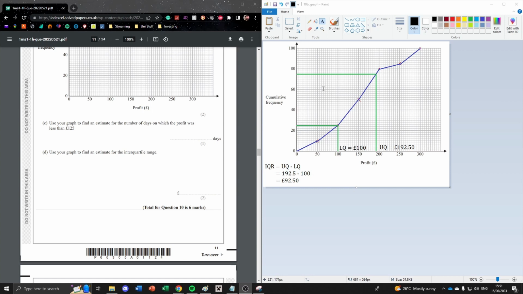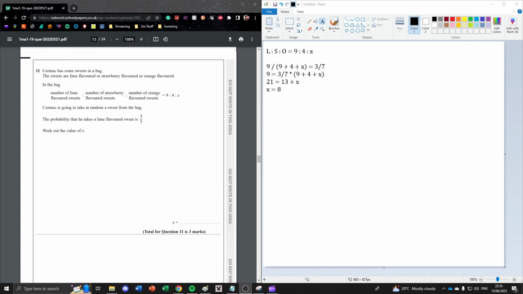So here we have 100 days, so the lower quartile will just be at 25 and the upper quartile at 75. So we draw across from our cumulative frequency of 25 and 75 to the line, and then draw down to see what profit that corresponds to. So for our lower quartile, 25, that is £100, and for our upper quartile, that is £192.50. So our interquartile range is upper quartile minus lower quartile, 192.5 minus 100, which means £92.50 is our interquartile range.